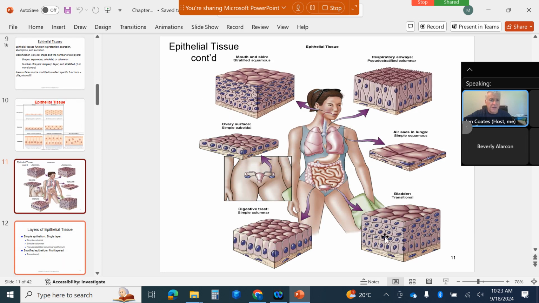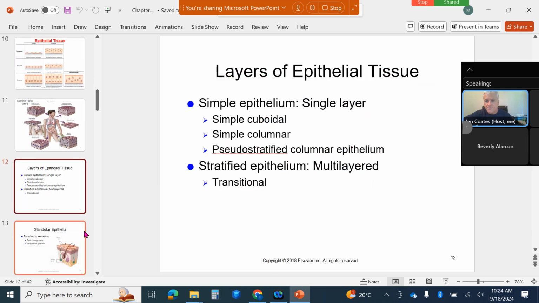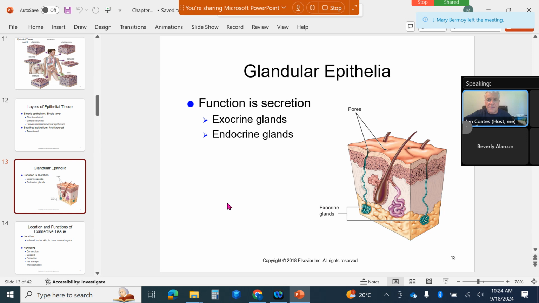Epithelial tissue is found all over the body. You've got the ovary surface, there's your simple cuboidal. Mouth and skin, stratified squamous. Respiratory tract, pseudostratified columnar. We've got air sacs in the lungs, simple squamous. We've got digestive tract, simple columnar, and bladder, there's your transitional. Simple epithelium, stratified, good stuff there.